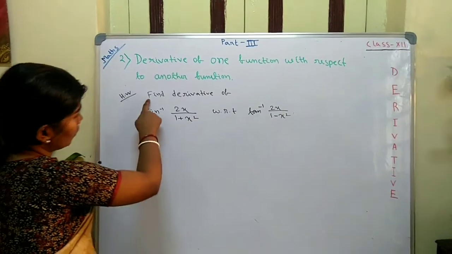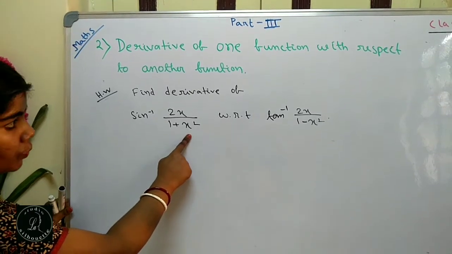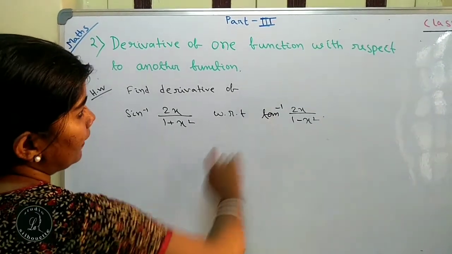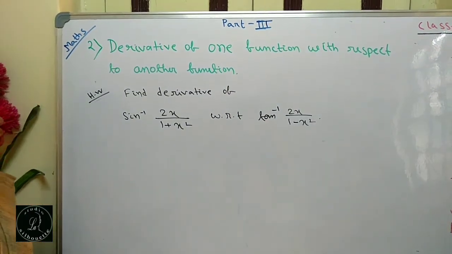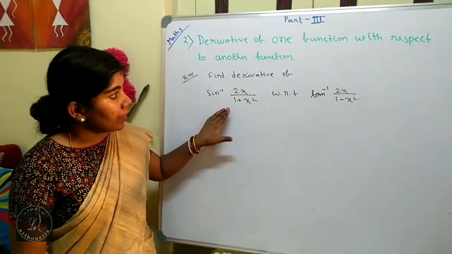There is one homework for you. Find the derivative of sin inverse(2x/(1 plus x square)) with respect to tan inverse(2x/(1 minus x square)). You will do it on your own and you will write the answer in the comment box below.